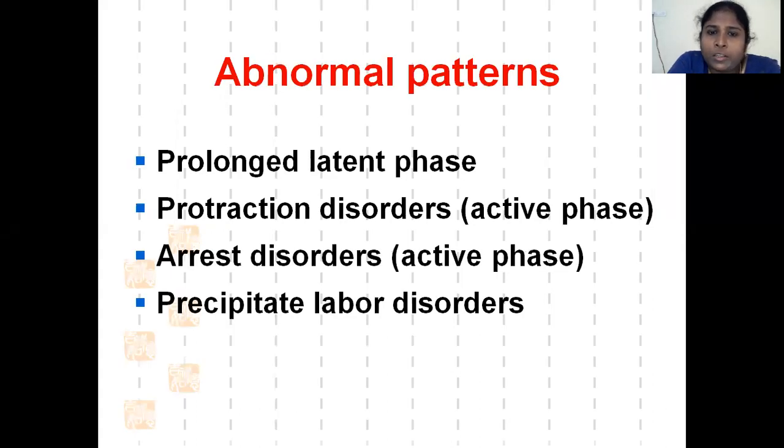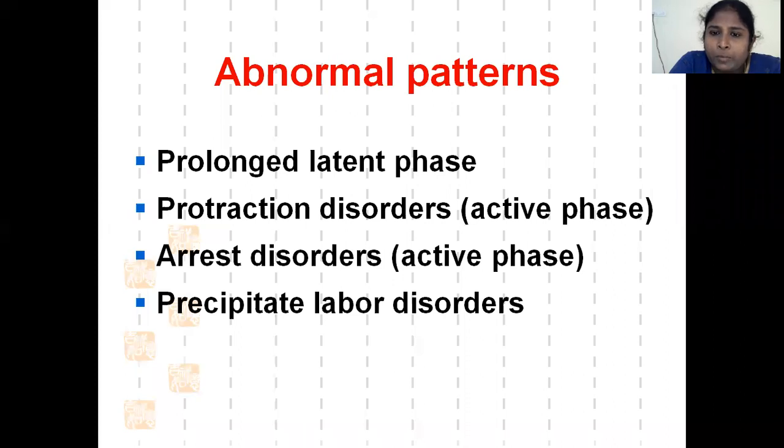Next, let's see the abnormal patterns of labor. All of you know, normal labor is divided into 3 stages. Stage 1 is from the onset of true labor pains to full dilatation. This stage 1 is again divided into a latent phase and an active phase. Latent phase is the onset of the true labor pains. True labor pains means the patient should have regular uterine contractions.